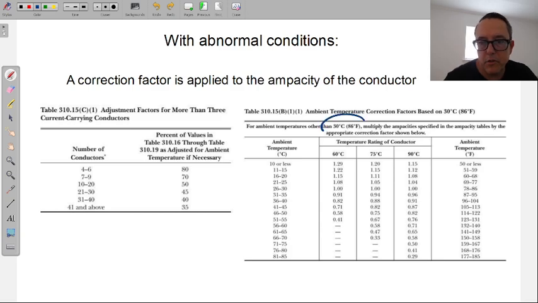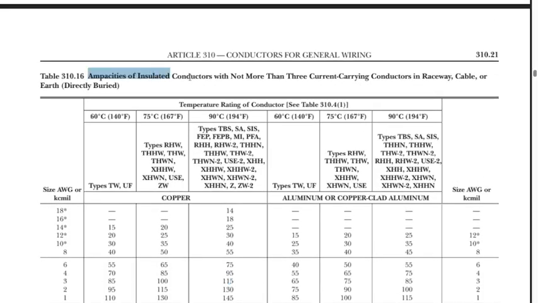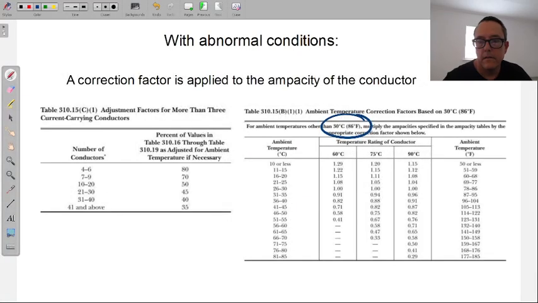Now, same thing happens to temperature. We have a temperature that we've assigned the ampacity of these conductors. These conductors, again, they come from the fact that if we come over here, ampacities of insulated conductors with not more than 3 current carrying conductors in the raceway, and 30 degrees Celsius, 86 degrees Fahrenheit. As soon as the wire is dealing with hotter temperatures than 86 Fahrenheit, then we have to, again, apply a correction factor for the temperature rating.